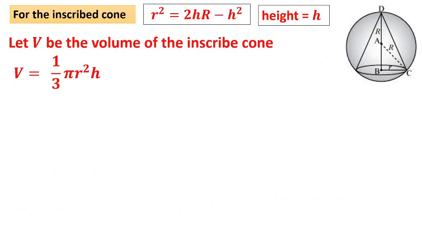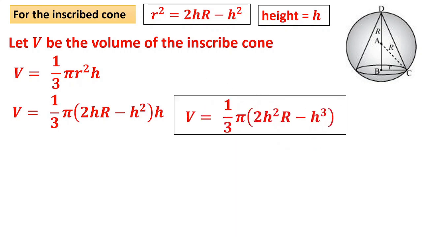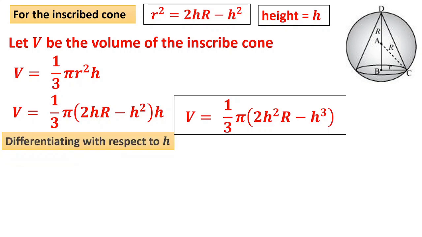Well, now let us move on to the volume formula. It is 1 by 3 pi r square h. I already have a formula for r square, so I am substituting it. I am getting this expression for volume in terms of h only. Therefore, I will differentiate with respect to h now.